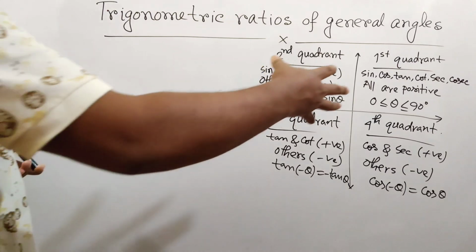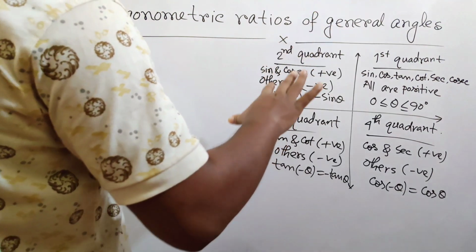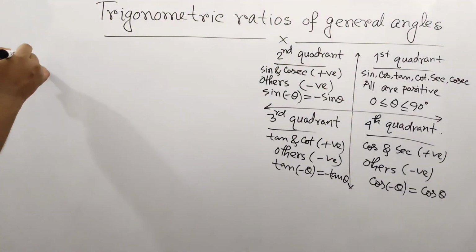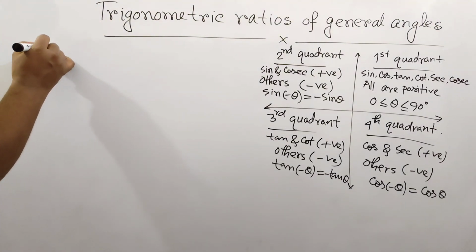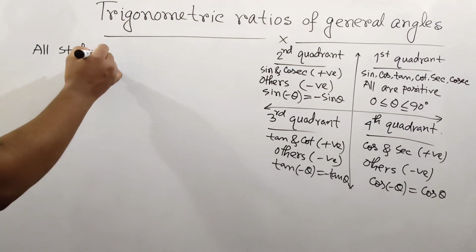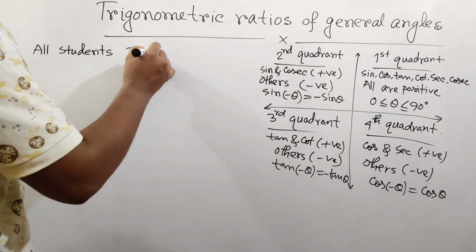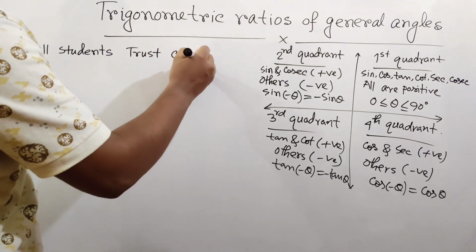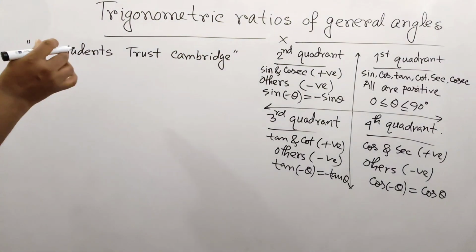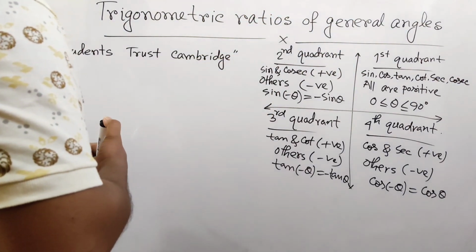You can memorize this whole thing by learning only one sentence. Now I'll show you how you can memorize it. If you can memorize this one sentence, that is, All Students Trust Cambridge, then you can learn quite easily where the ratios are positive or negative.